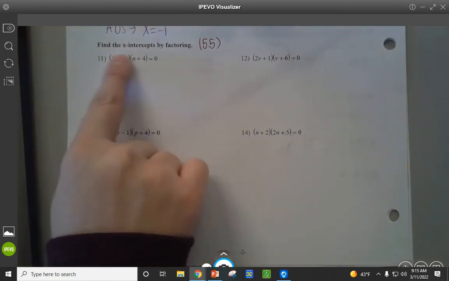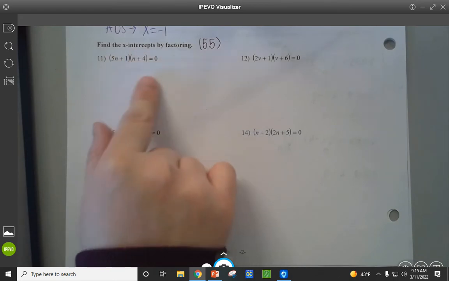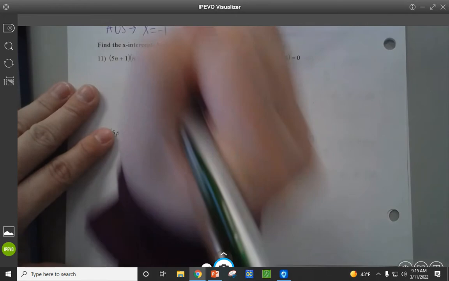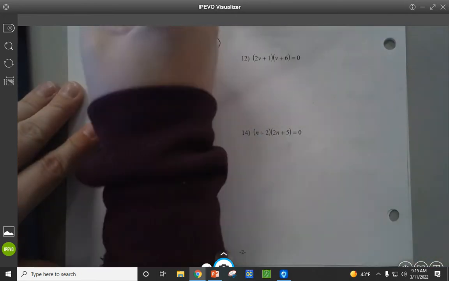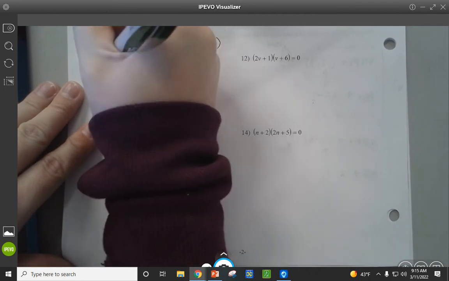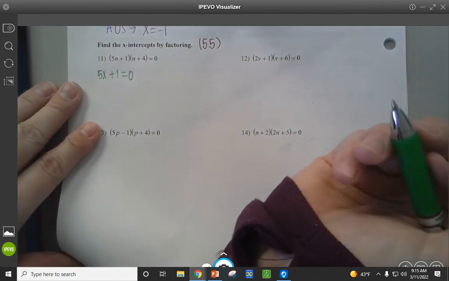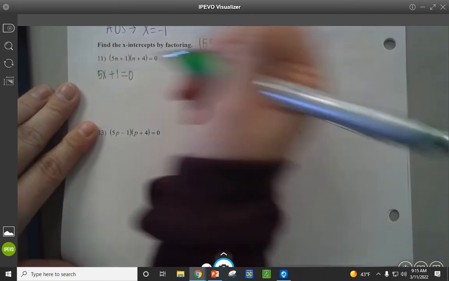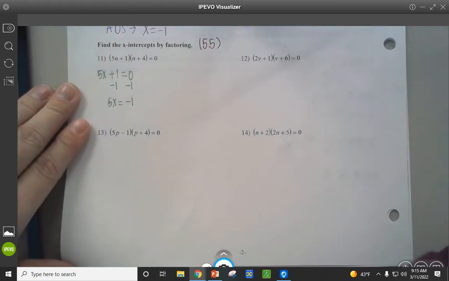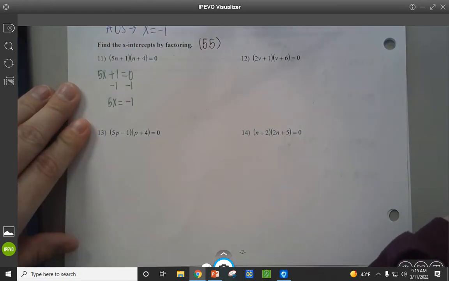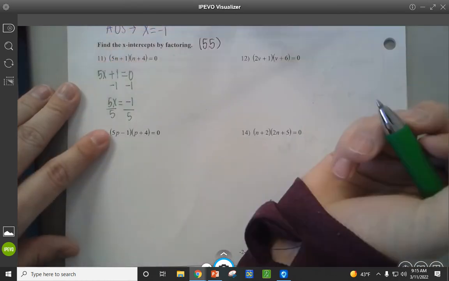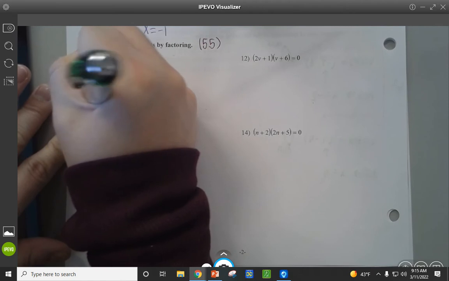So all we do once they're factored, do you all remember what we do? When you have a factor, set them equal to 0. And I'm just going to put x. You can put n, whatever. I like using x. 5x plus 1 equals 0. So how do I solve this? Subtract 1 from both sides. And then we divide by 5. So x equals -1/5.